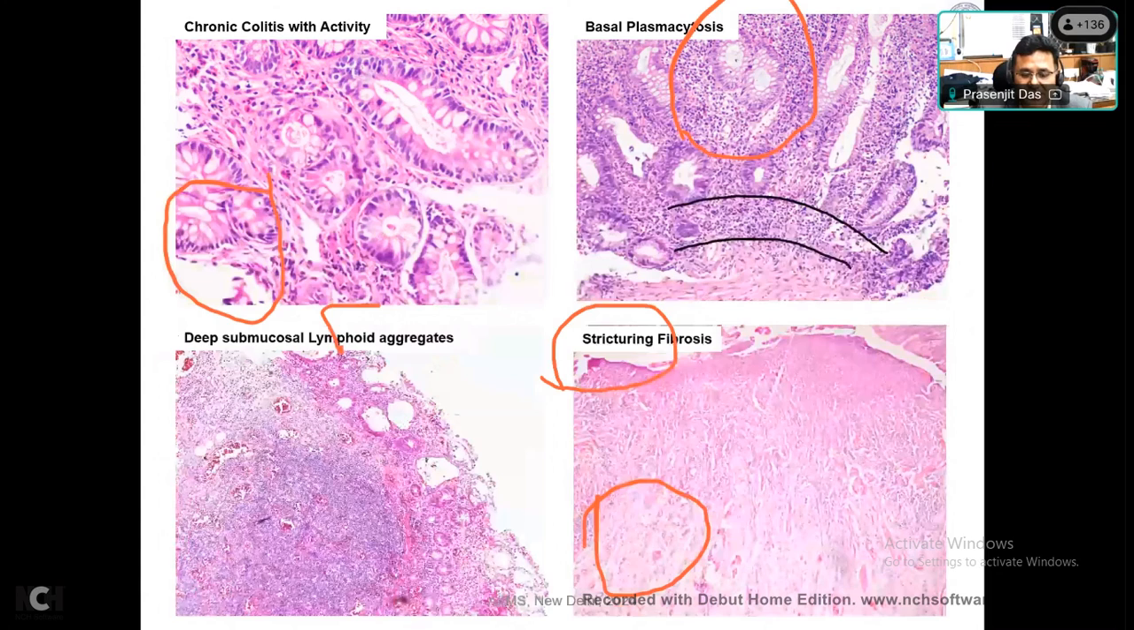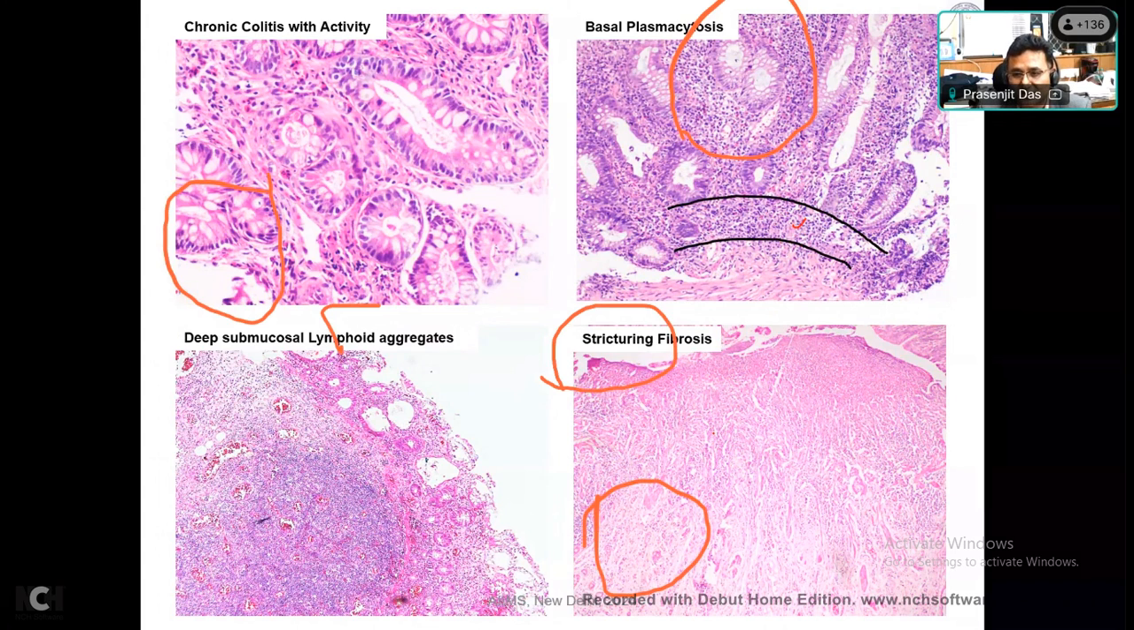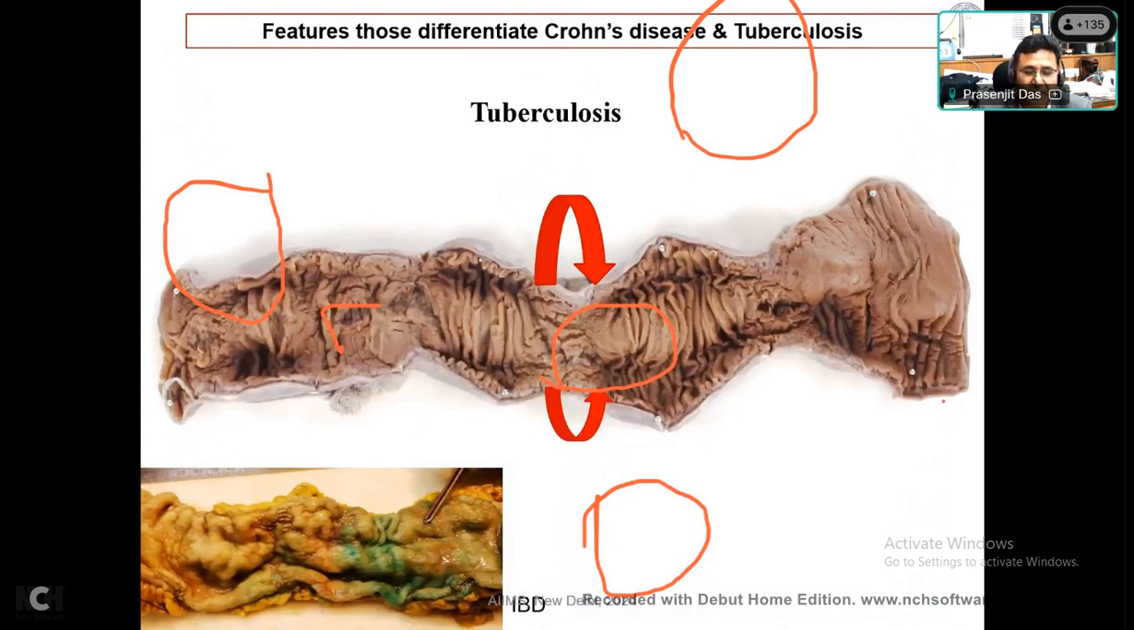Like here you can see some more features. If you see the basal plasmacytosis, that will favor Crohn's over tuberculosis, but you have to see the site of the biopsy. You can see dense lymphocytic infiltrate into the deeper part of the mucosa in both the conditions, and all of you know stricture can involve both the diseases. Okay, you can see these in both the diseases, tuberculosis as well as Crohn's. So all are common. So what are the uncommon and differentiating features?